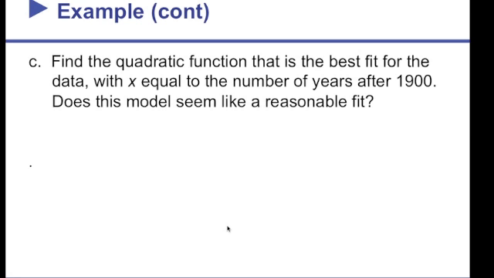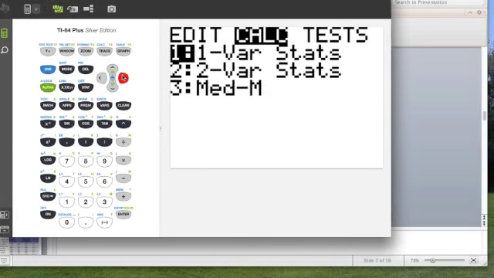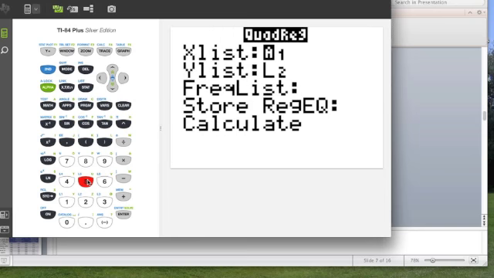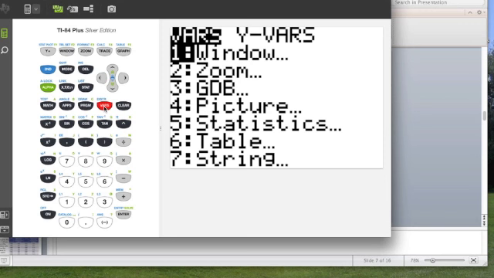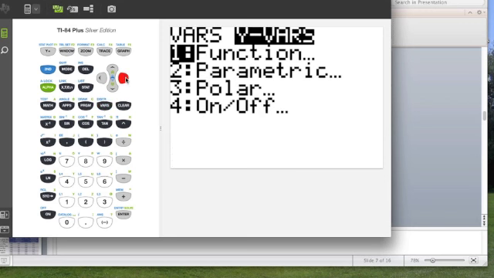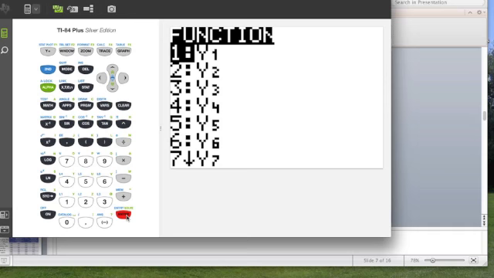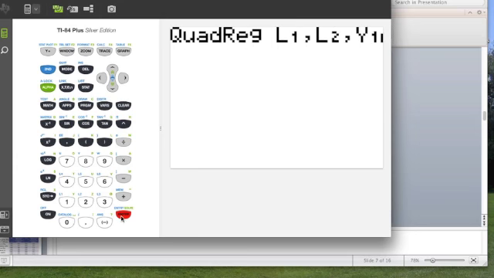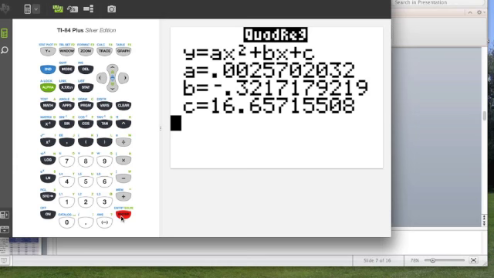Next, we want to find the quadratic function that is the best fit. On the calculator, we are looking for a quadratic function, so that is number 5. I'm going to assign a y variable there for our function, and we'll save it in y1 and calculate it. So there's our function.